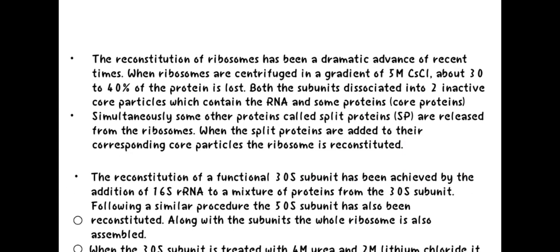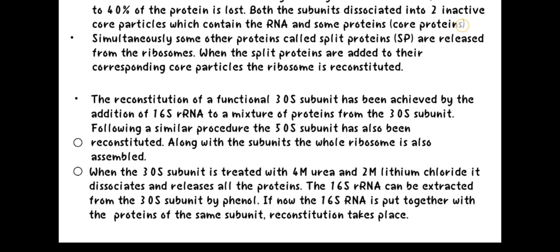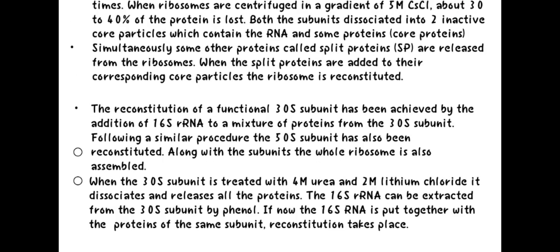The reconstitution of ribosomes has been a dramatic advance of recent times. When ribosomes are centrifuged in a gradient of 5 M CsCl, about 30 to 40% of the proteins is lost. Both the subunits dissociate into two inactive core particles which contain the RNA and some proteins, core proteins. Simultaneously, some other proteins called split proteins are released from the ribosomes. When the split proteins are added to their corresponding core particles, the ribosome is reconstituted.